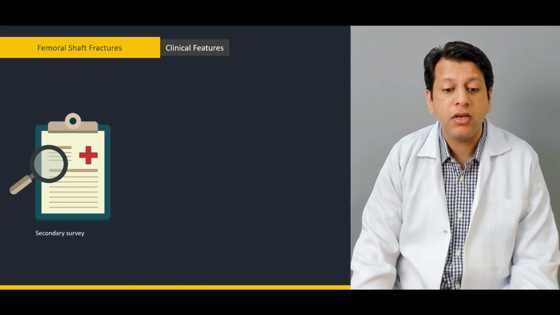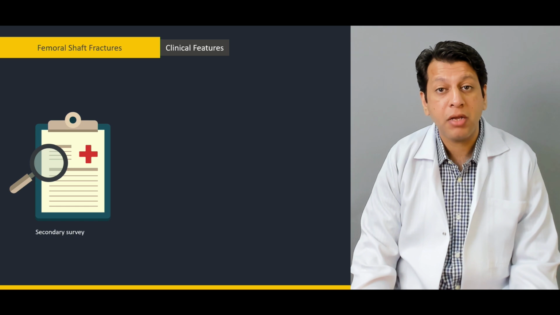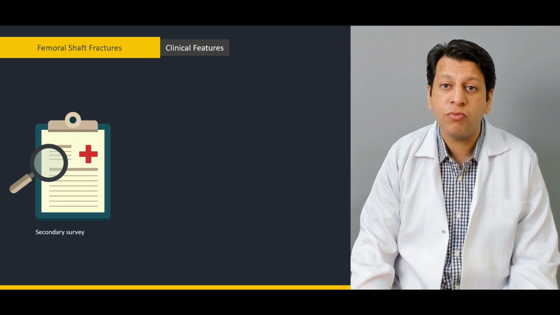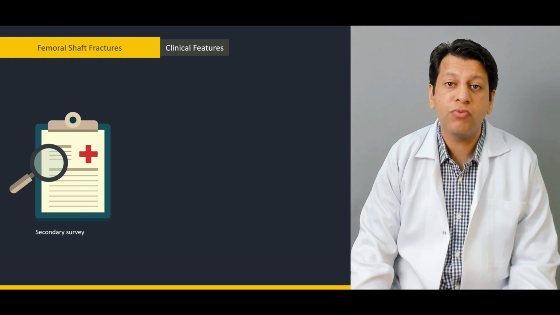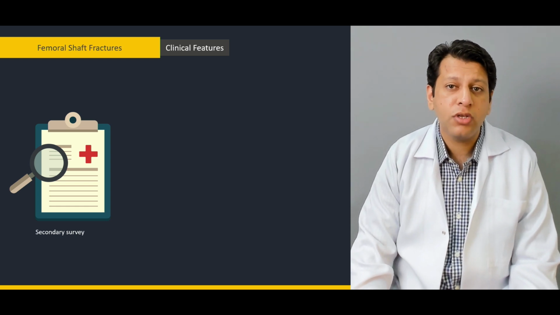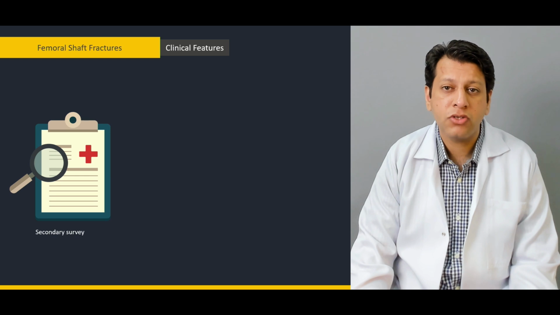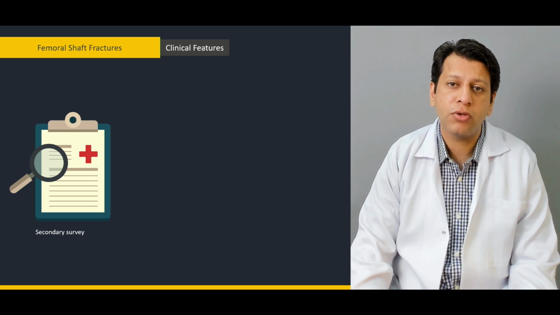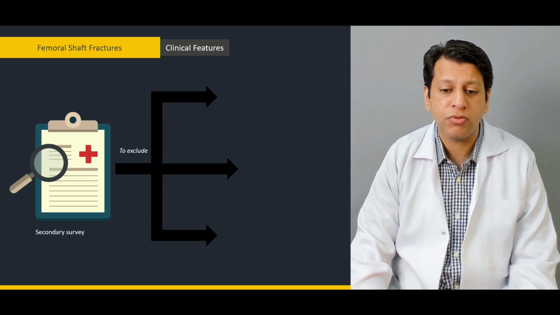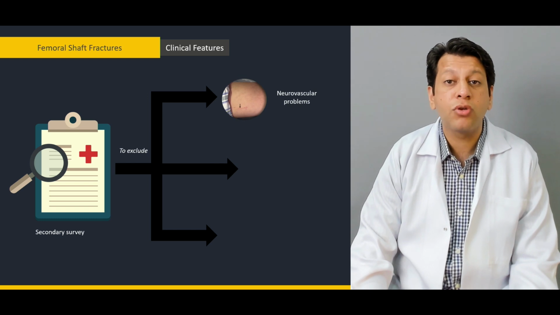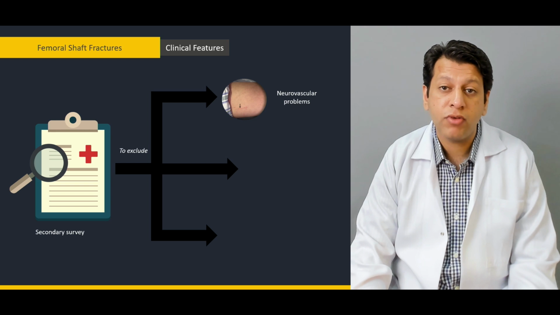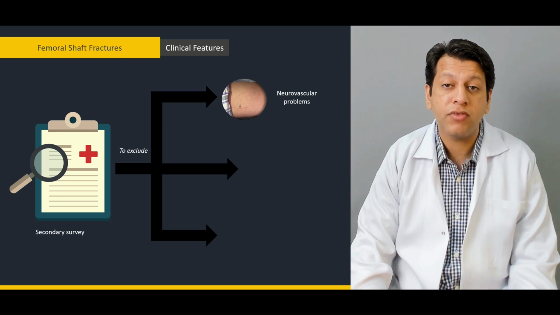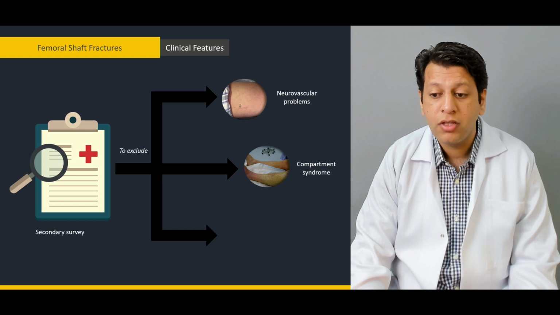Then continuing with the clinical features, once we've done the primary survey, once we have stabilized the patient and there is no life-threatening emergency, then we need to move on to the secondary survey. And usually the shaft of femur fracture is mainly dealt with in the secondary survey because most of the time it's not a life-threatening injury. What we need to exclude at that time is a neurovascular problem, that is, whether the shaft of femur fracture is associated with any femoral artery injury.